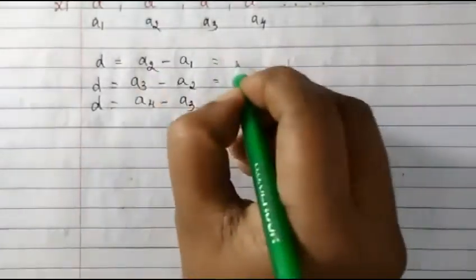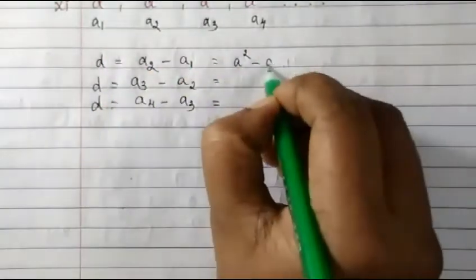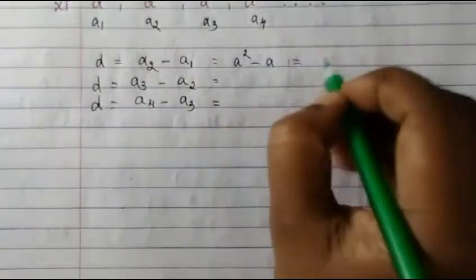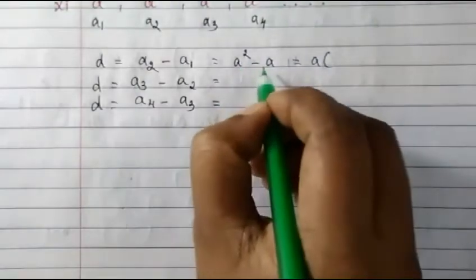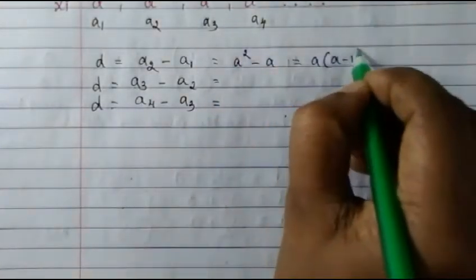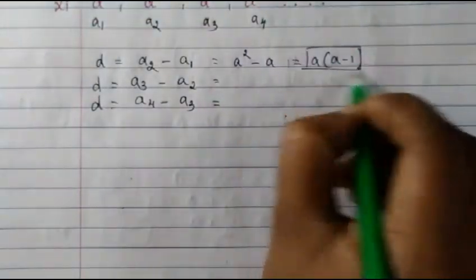So a2 is a square, minus a1 which is a. Since this is a square and this is a, let's take out a in common, since a is there on both sides. Inside we will get a minus 1. So this is our d value.